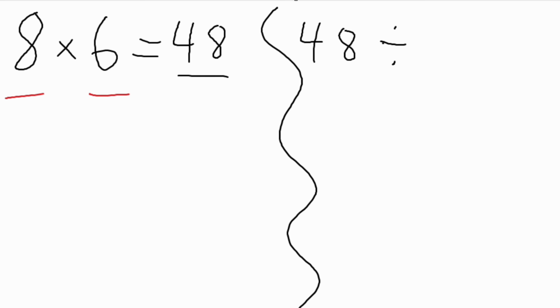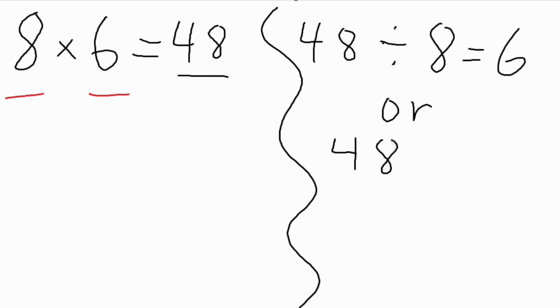So let's do 48 divided by, let's start with 8 first. 48 divided by 8 is 6. Or we can also flip this around, or we can do 48 divided by 6, all right? So we can do 48 divided by 6, and that gets us 8. So you can use either one of the two smaller numbers to divide. Either one works, okay?